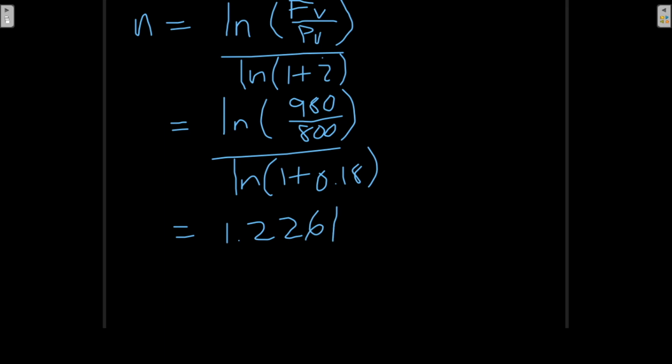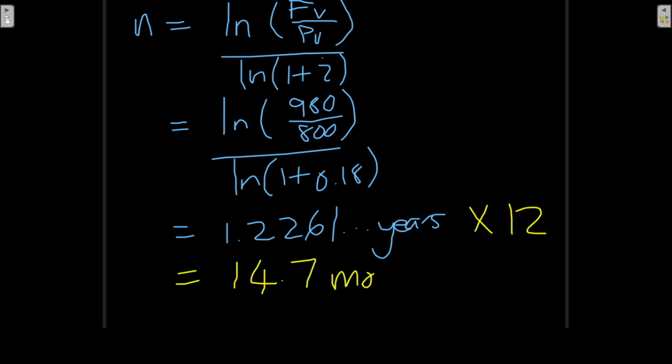So my n is 1.2261, and this is in terms of years. Okay, so we can multiply this by 12 to write it in terms of months. So if we multiply that by 12, it's more or less 14.7 months.